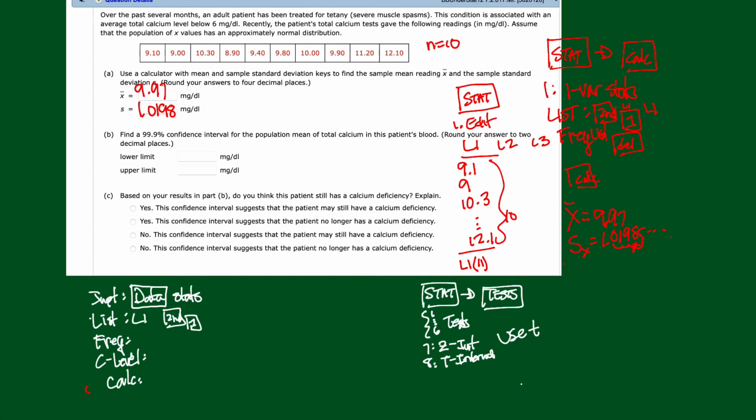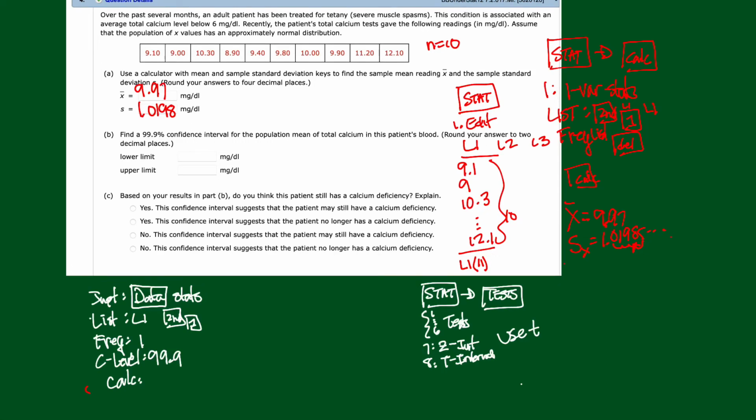Now, frequency, down arrow. We actually want that to be a 1, because every one of those data values we put in once. And now the confidence level. The confidence level that they're asking us for, 99.9. So you can just put in 99.9 and then go down to Calculate.